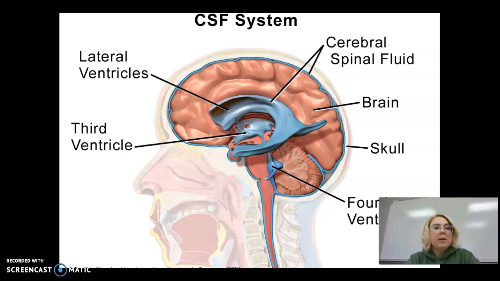So as you can see up here, these are the lobes right here that we're going to talk about in a bit. Okay, but we also have in the inner part of our brain ventricles.